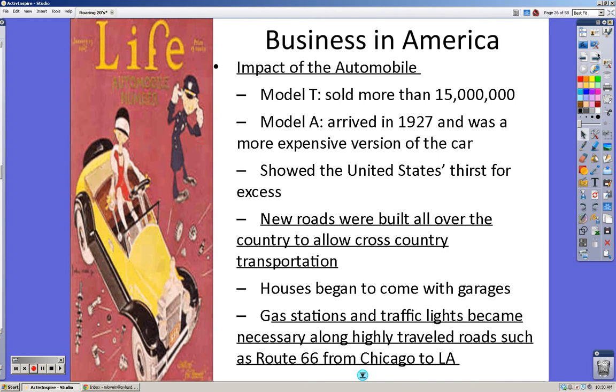Because of the car, we now have roads being built all over the country to allow for cross-country transportation. Houses began to come with garages, so you could put your car somewhere. We have our first gas stations and traffic lights, and they became necessary along highly traveled roads such as Route 66 that goes from Chicago to LA that you can still travel on today.